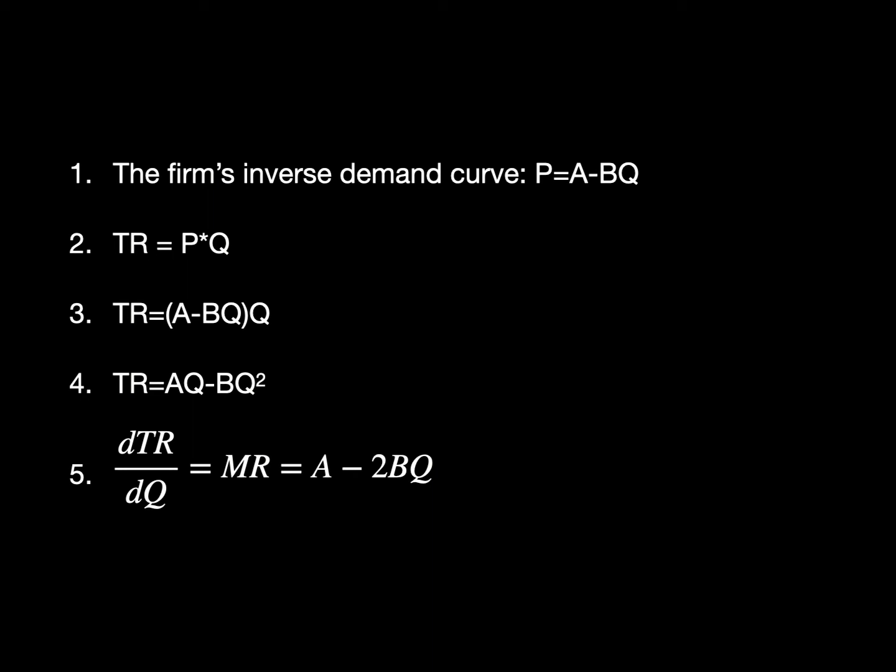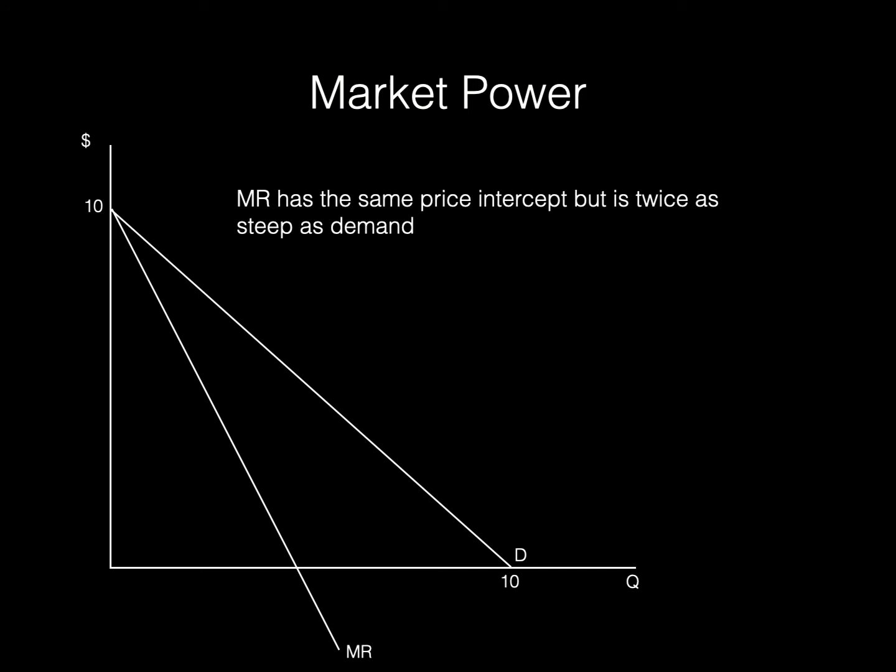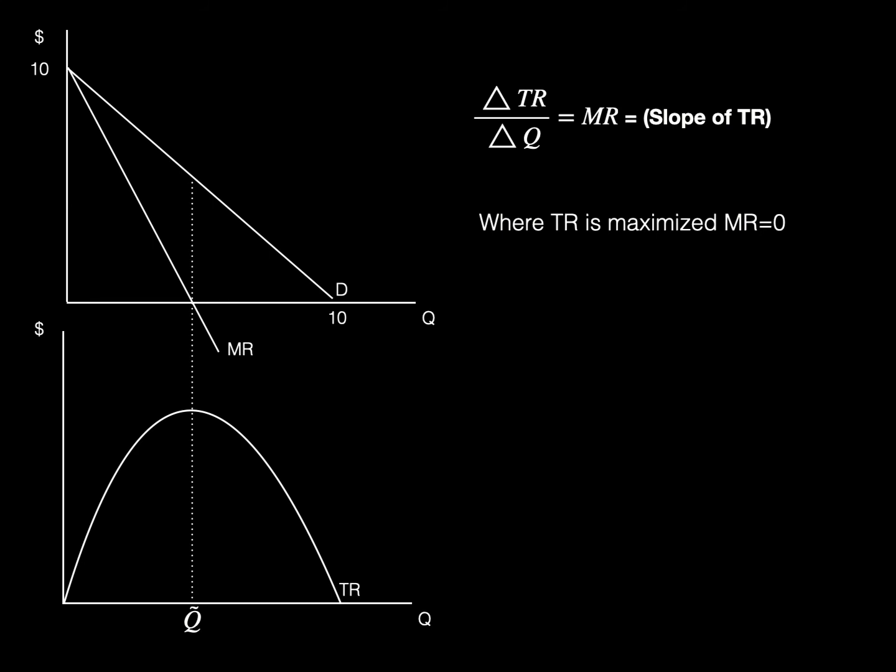Taking the derivative, you get equation 5. This is the equation for marginal revenue. It has the same intercept on the price axis as the demand curve, but is twice as steep. Here is the graph. The marginal revenue curve has the same intercept, but is twice as steep as the demand curve. Marginal revenue is the slope of total revenue.